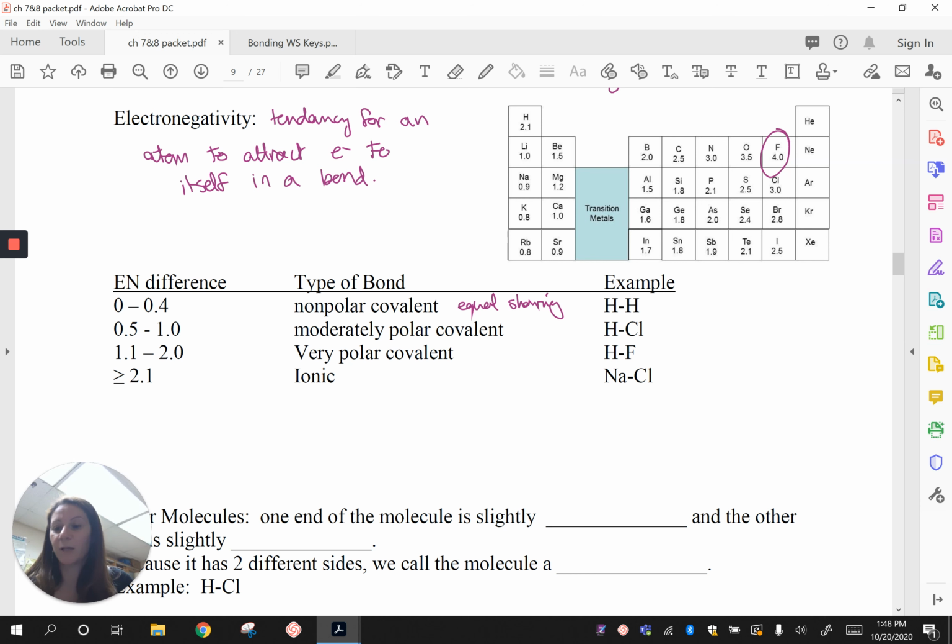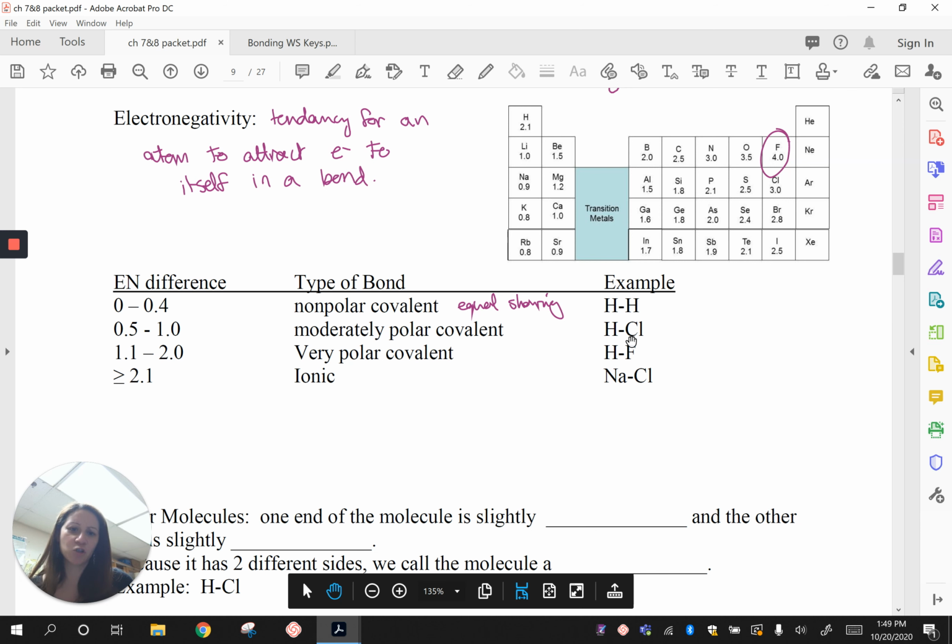I usually bring some candy like Nerds to class, and I'll get two people and say, you take one, you take one, you take one, you take one, and we go back and forth, and so people are sharing equally. That would be nonpolar.